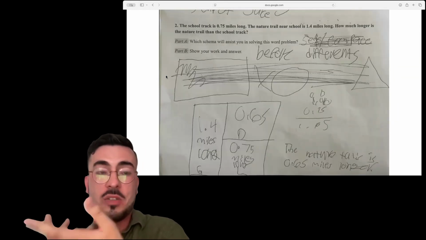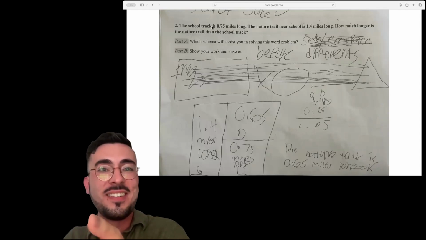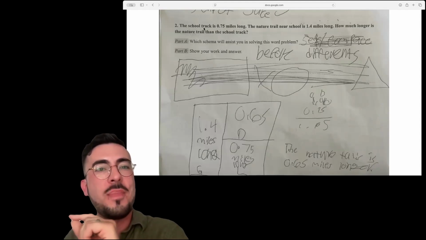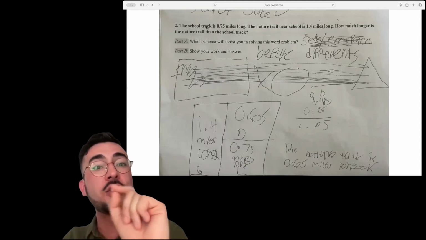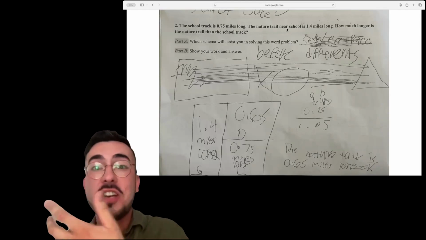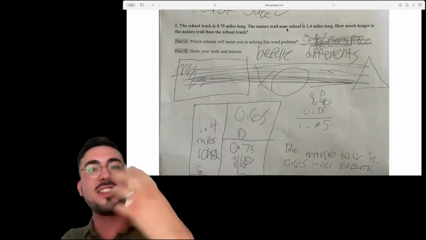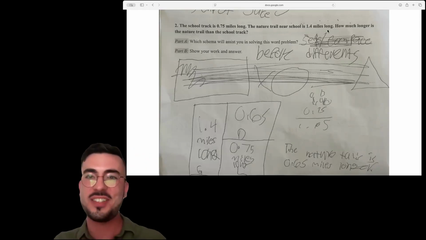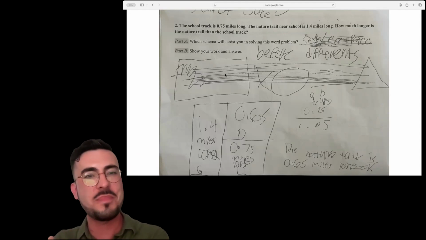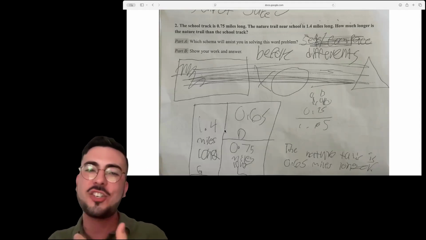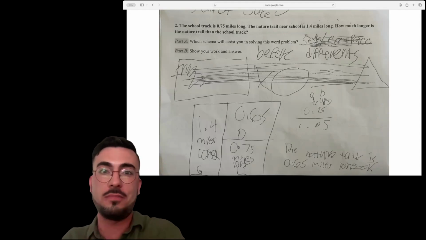And sometimes maybe it's partner work. They had a debate, right? Here we had a question about comparing the school track's length to the length of a nature trail near school. And these two boys were sitting and debating vigorously, right? One guy thought it was set/comparison. He was convinced actually this is a difference problem, right?